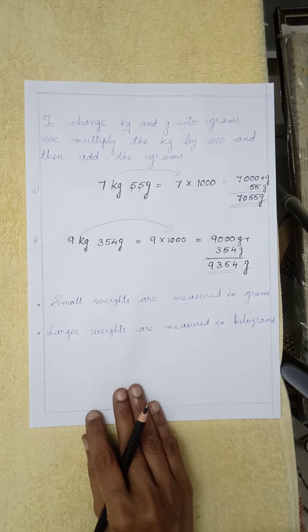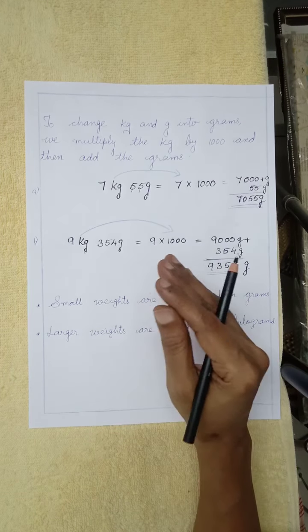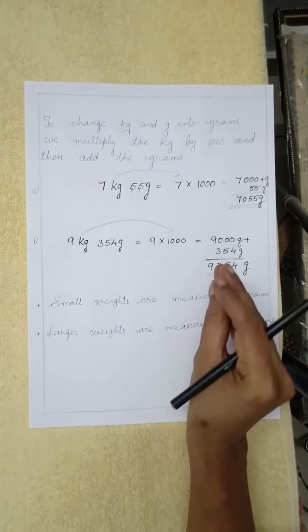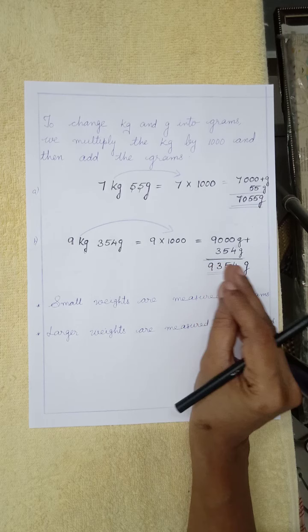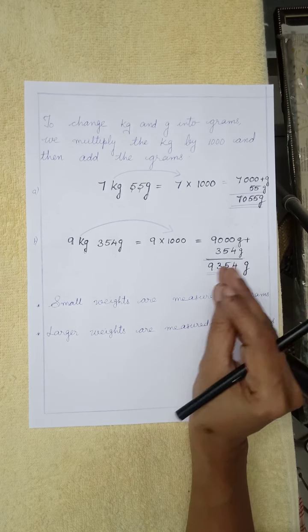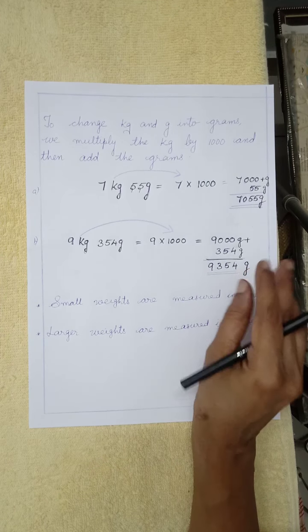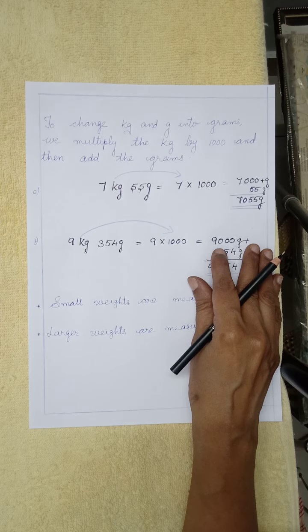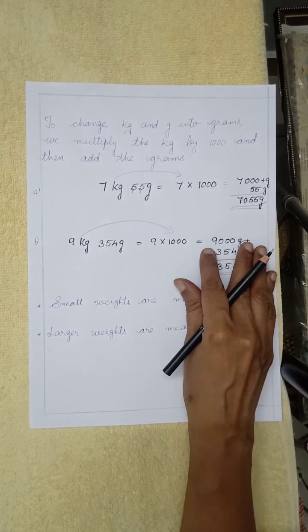Small weights are measured in grams. Larger weights are measured in kilograms. Clear? We weigh things to see how heavy they are. A simple balance or weighing balance is used to weigh things. The standard unit of weight is kilogram. 1 kilogram equals 1000 grams.